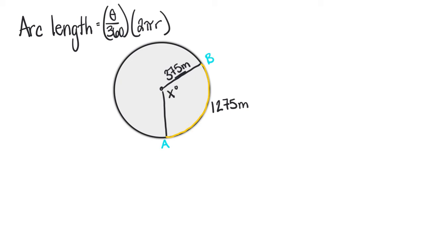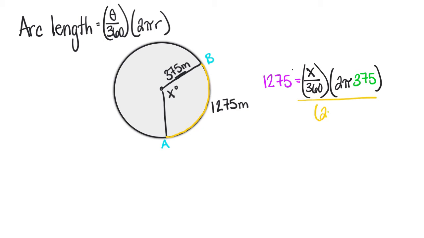So we're going to go ahead and fill in what we know. We know that the arc length is 1,275 meters. And then we don't know our theta, so that's our unknown, and so therefore I'm going to just mark it with an x, divided by 360, and then I'm going to multiply that by 2 pi r. And I'm going to fill in that r with 375.